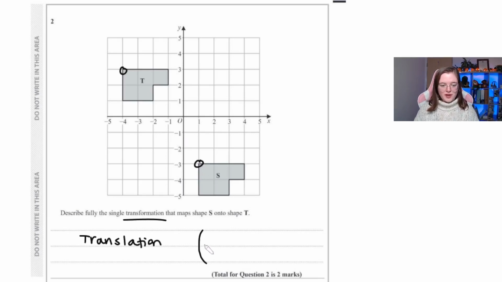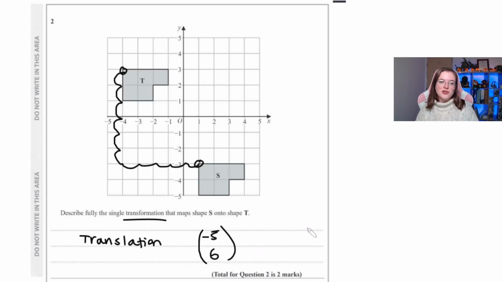So where are we going first? We'll do left and right first. So it's going left, 1, 2, 3, 4, 5. Left is negative, remember, so that's minus 5. And then it's going up, 1, 2, 3, 4, 5, 6. Up positive, which is positive 6. So therefore, translation of minus 5, 6. There we are, on to question 3.